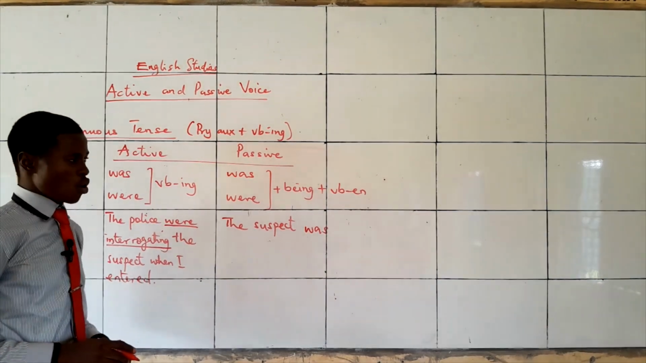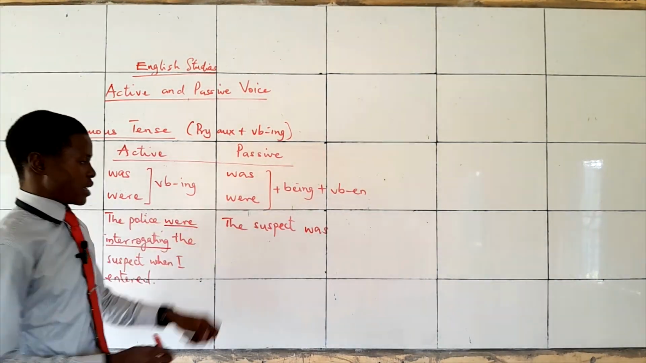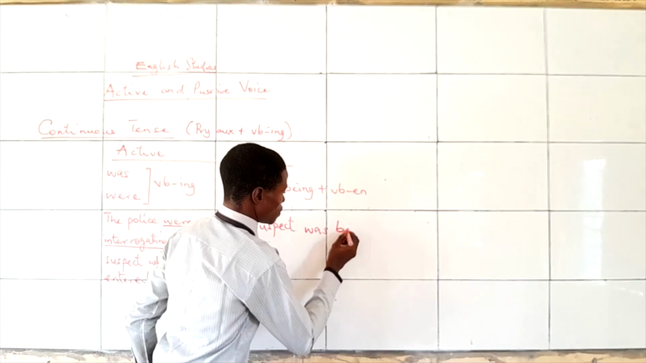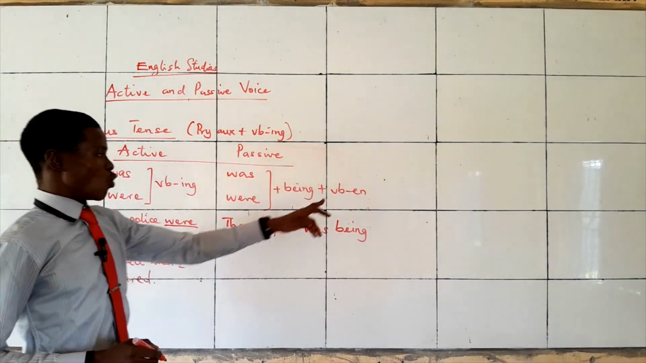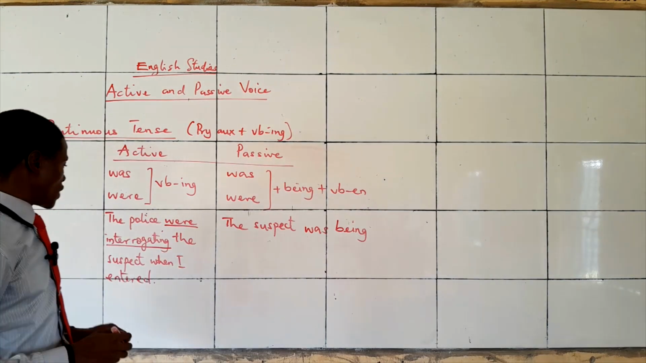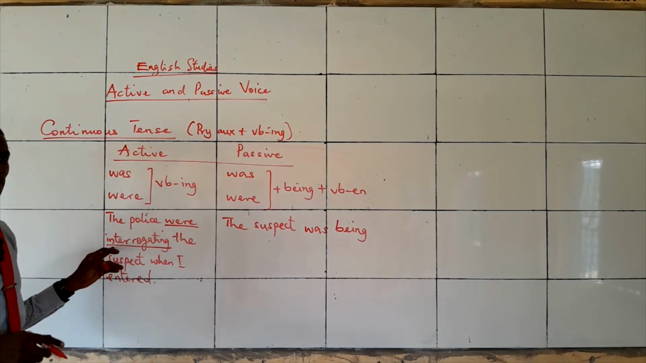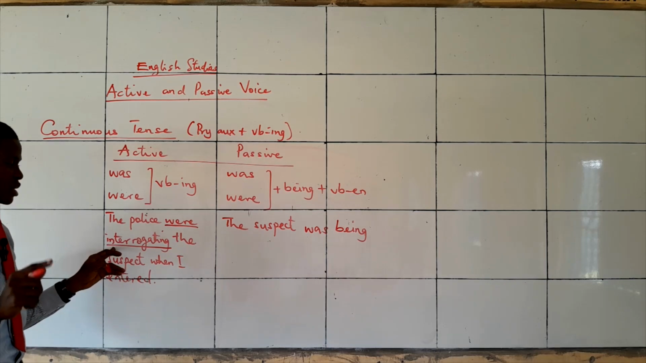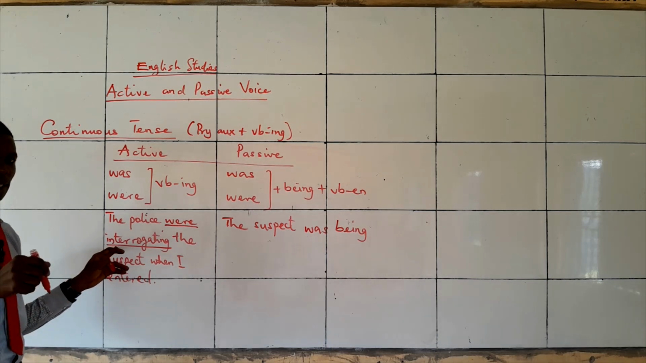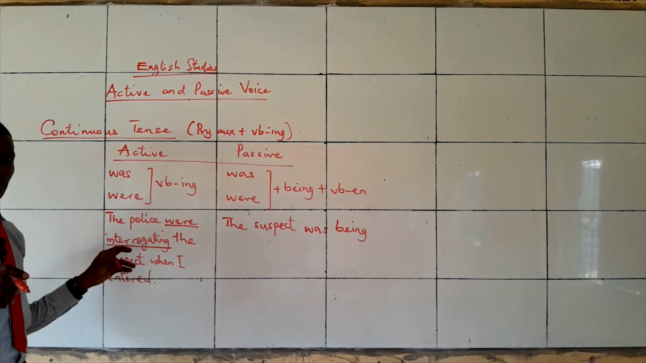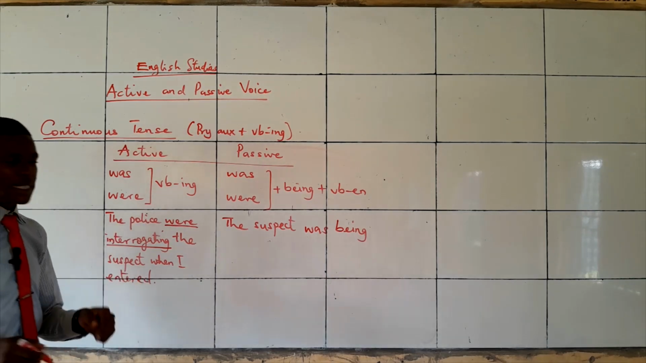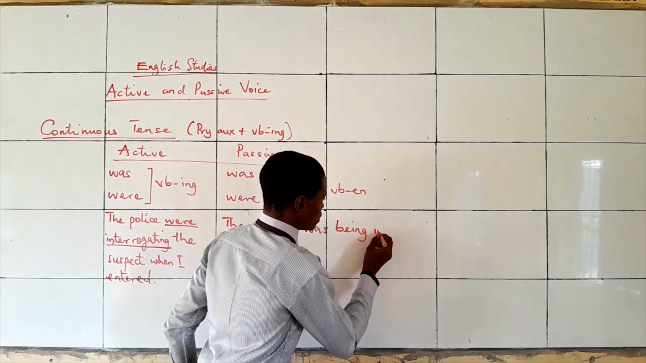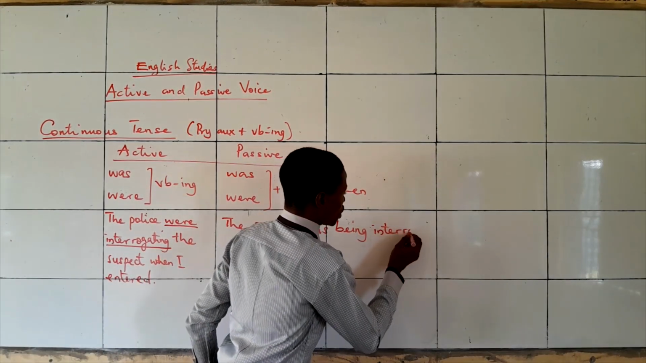The suspect was. Bring in your passive marker. Being. The suspect was being. Now, what will be the past participle of interrogating? From the word interrogate, interrogate as the base, interrogating as present continuous. The past participle will be what? That will be interrogated.